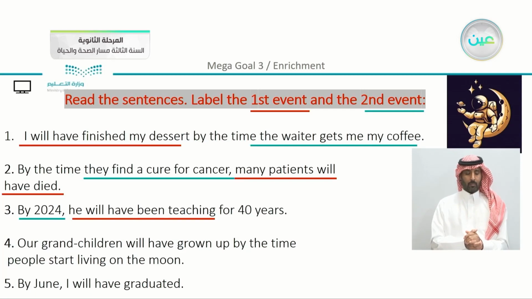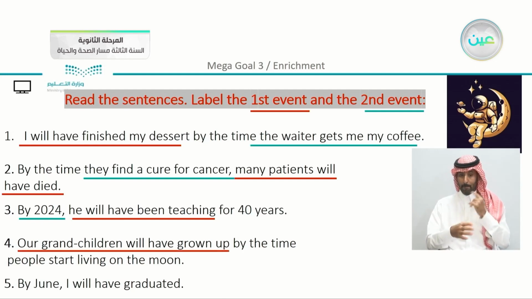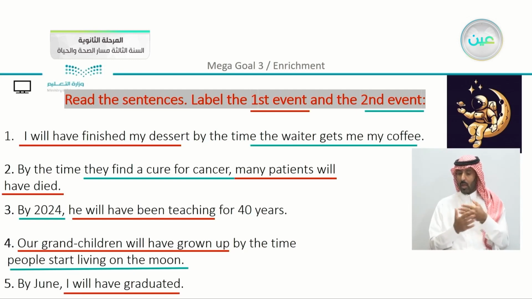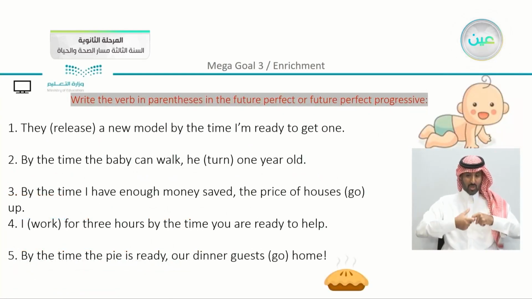Our grandchildren will have grown up by the time people start living on the moon. We can see that this is the first event, and the second event is people start living on the moon. By June, I will have graduated. Our first event is going to be graduating, and by June is the second. So yes, you can see that the time expression is usually connected with the second part.